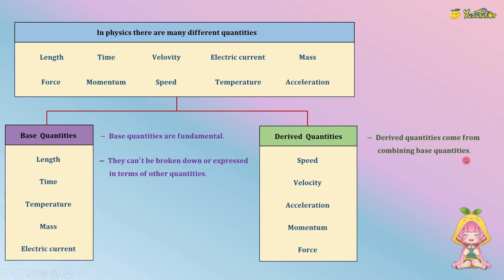For example, speed equals distance over time. Distance or length is a base quantity, and time is also a base quantity. When we combine these two together, we get speed, which is a derived quantity.